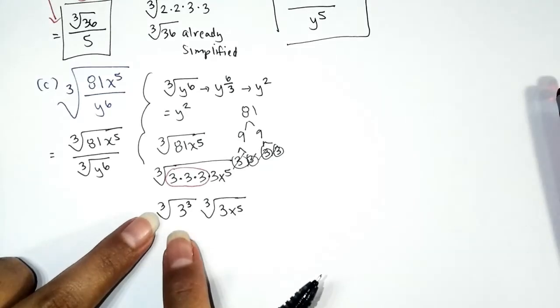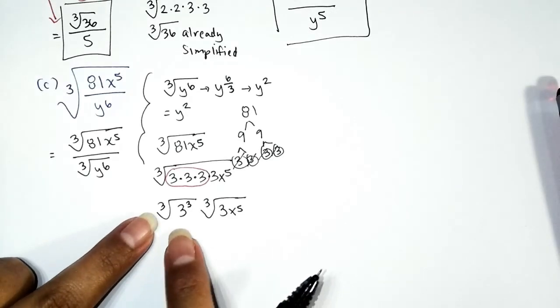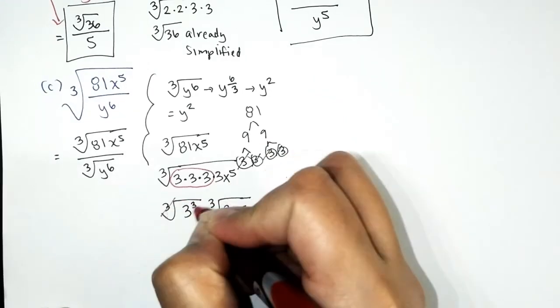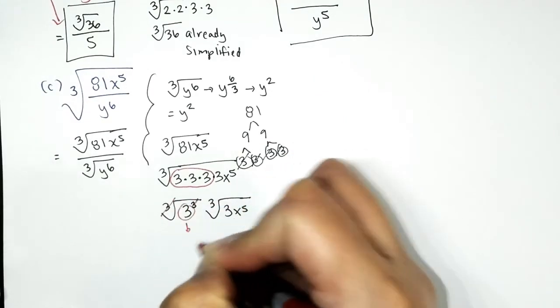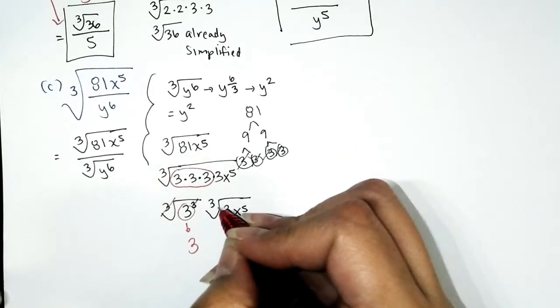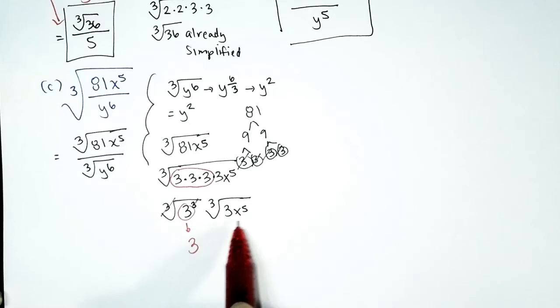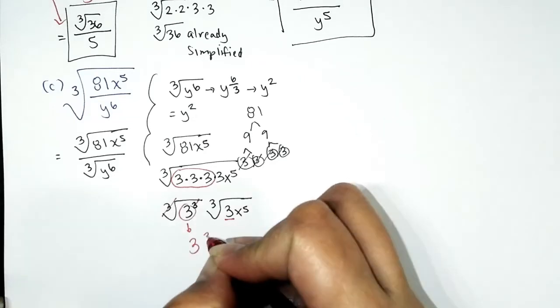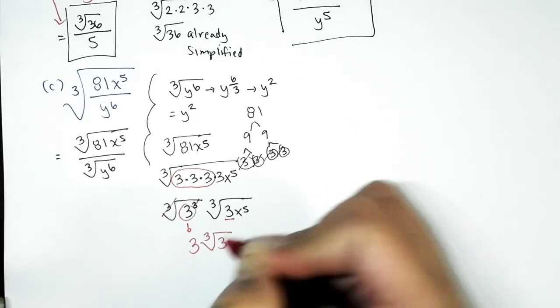Cube root of 3 cubed, check it out. Index is 3, power is 3. Since they're the same, they pretty much undo each other, and that will leave us with the radicand of 3. Then we're going to multiply that by the cube root of 3x to the 5th. We cannot simplify the cube root of 3. We don't have enough factors of 3, so that will stay inside the radical.